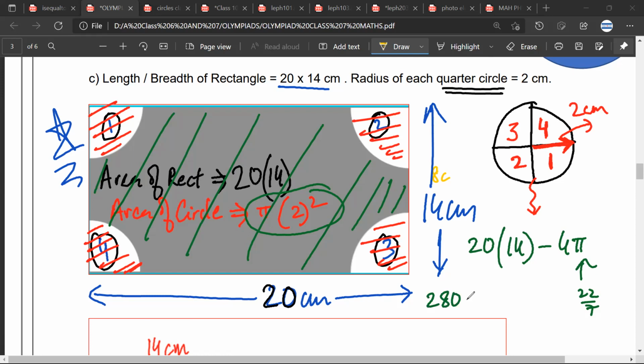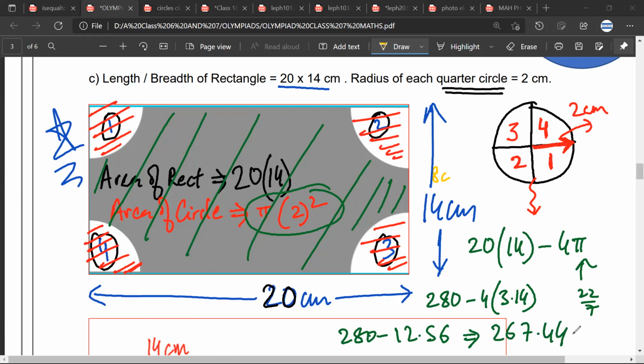Yes, sir. So 280 minus 4, I assume the value of pi to be 3.14. So this will be 280 minus 4 into 3.14, 12.56. So my final answer would be 267.44 centimeter square. Mr. Sarthak, is it correct? Yes, sir. Mr. Satya, any doubts still? No doubt, sir.